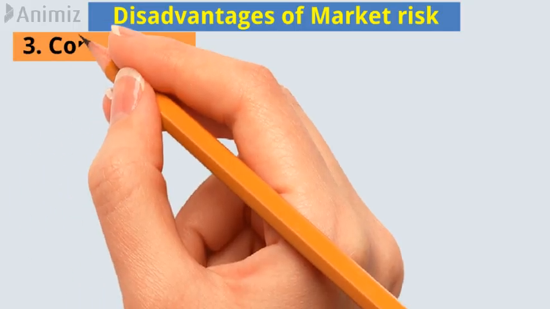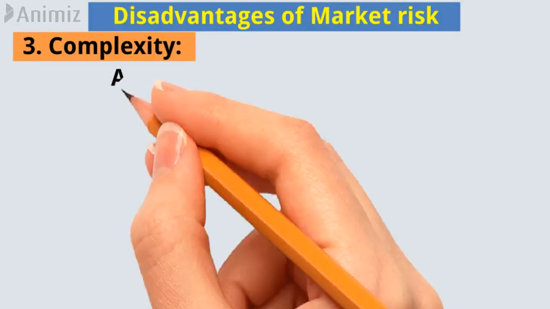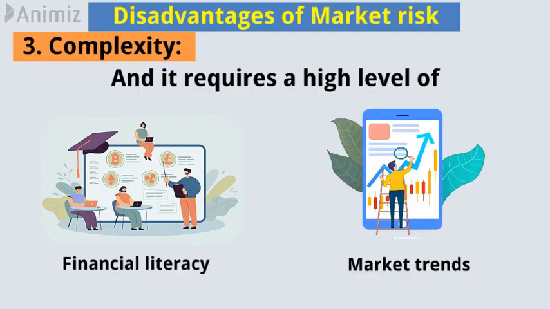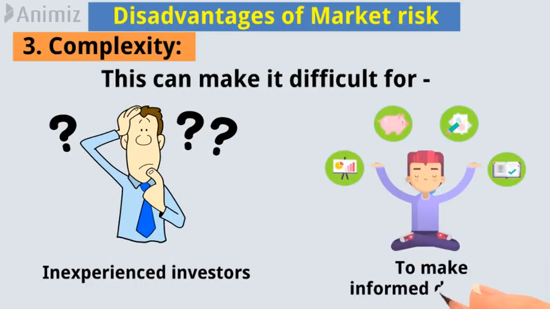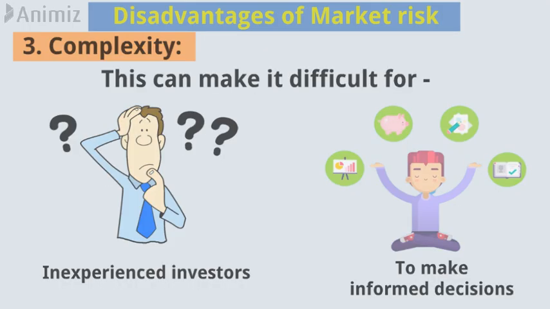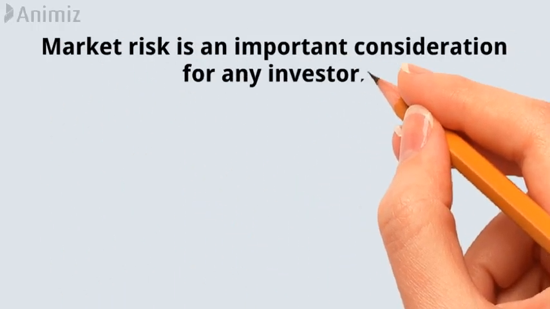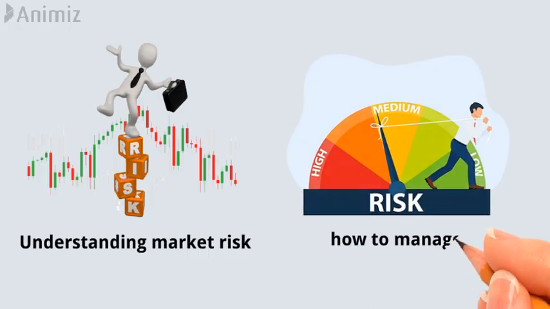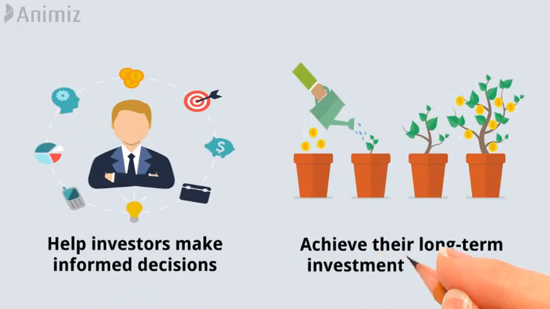3. Complexity. Investing in the stock market can be complex, and it requires a high level of financial literacy and knowledge of market trends. This can make it difficult for inexperienced investors to make informed decisions. In summary, market risk is an important consideration for any investor who wants to participate in financial markets. Understanding market risk and how to manage it can help investors make informed decisions and achieve their long-term investment objectives.